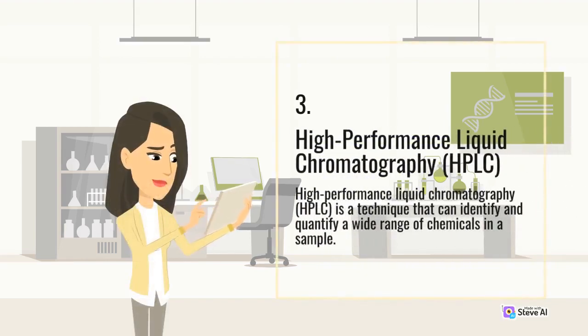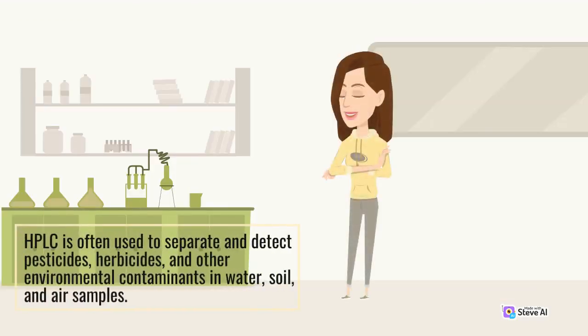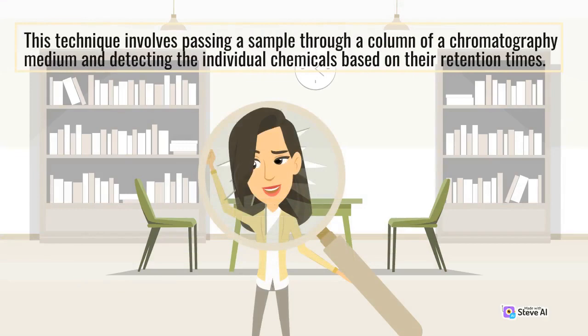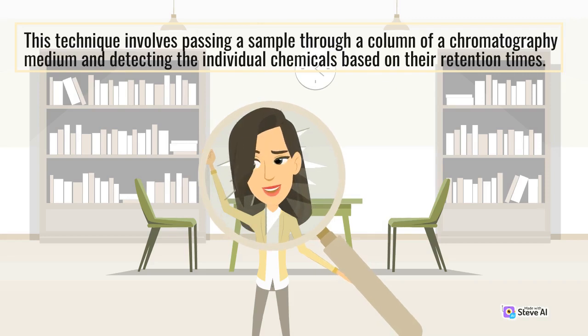3. High-performance liquid chromatography, HPLC. High-performance liquid chromatography, HPLC, is a technique that can identify and quantify a wide range of chemicals in a sample. HPLC is often used to separate and detect pesticides, herbicides, and other environmental contaminants in water, soil, and air samples. This technique involves passing a sample through a column of a chromatography medium and detecting the individual chemicals based on their retention times.